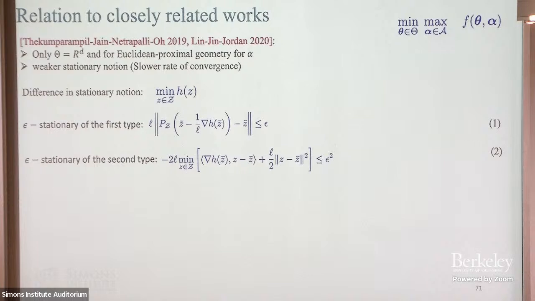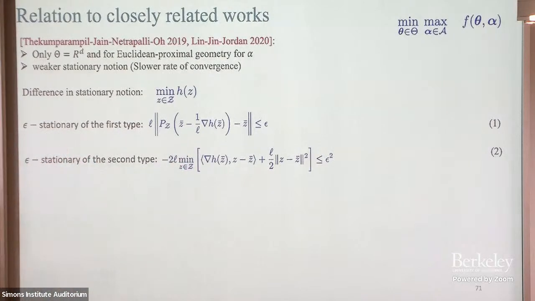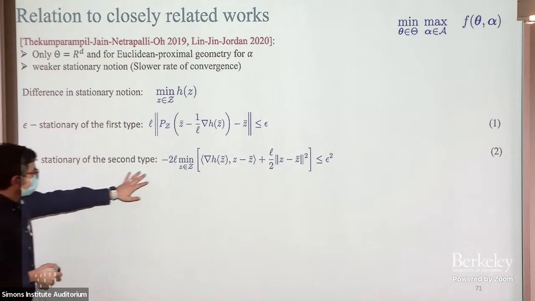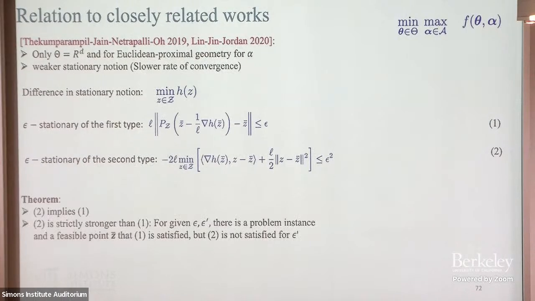To explain this stationary notion, let me consider it for a simple minimization problem. When you minimize a function h with a constraint, I'm going to define two stationary notions. The first one is the gap in the proximal, which has been used a lot. This is the second one. They both may seem ugly right now, but they have both been used in the literature before.